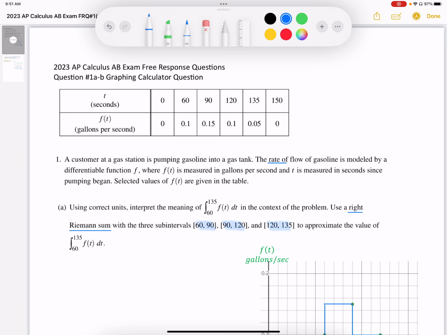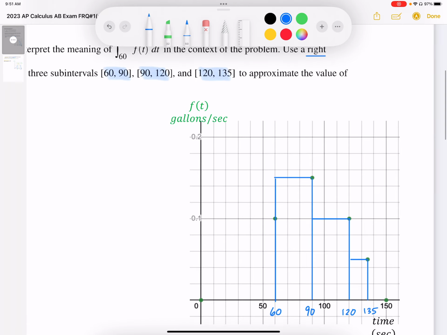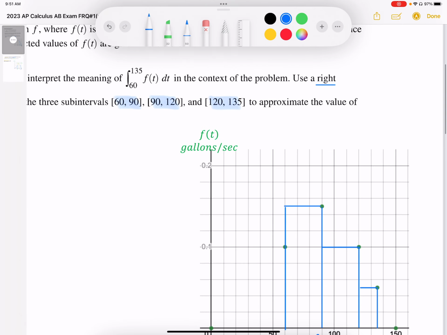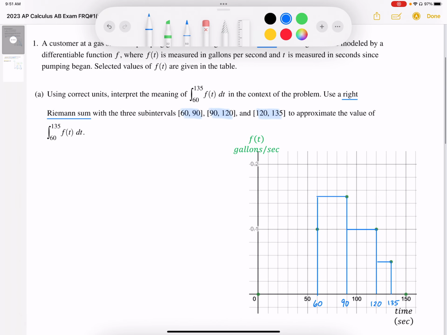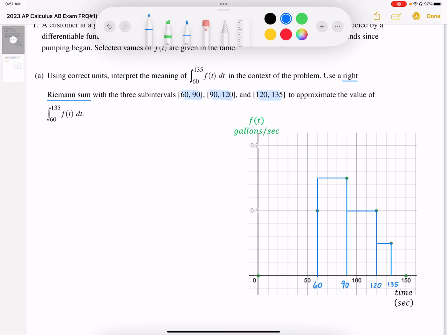So we have this table, and I've sketched out a graph of these points. Part A of this question says, using correct units, interpret the meaning of the integral from 60 to 135 of f of t dt in the context of the problem. Use a right Riemann sum with 3 subintervals to approximate the value of this integral. So I've drawn the 3 right Riemann sums in this interval, from 60 to 135.